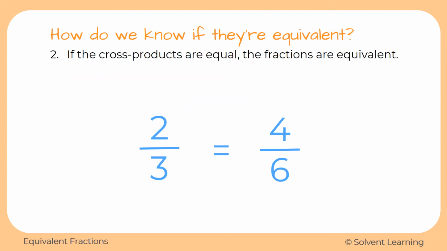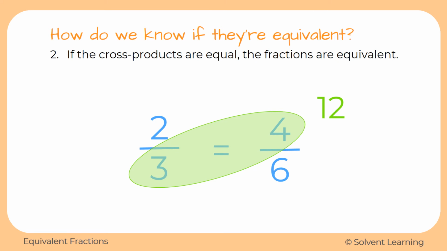Here's a different way for us to tell if the fractions are equivalent. It involves using what we call cross products. If the cross products are equal, then the fractions are equivalent. So what's a cross product? We get a cross product when we multiply the two numbers that are on a diagonal from each other. For example, the 3 and the 4 here are on a diagonal, on a slant from each other. If we multiply the 3 times 4, we get 12. So that's the cross product of that part of the fractions.